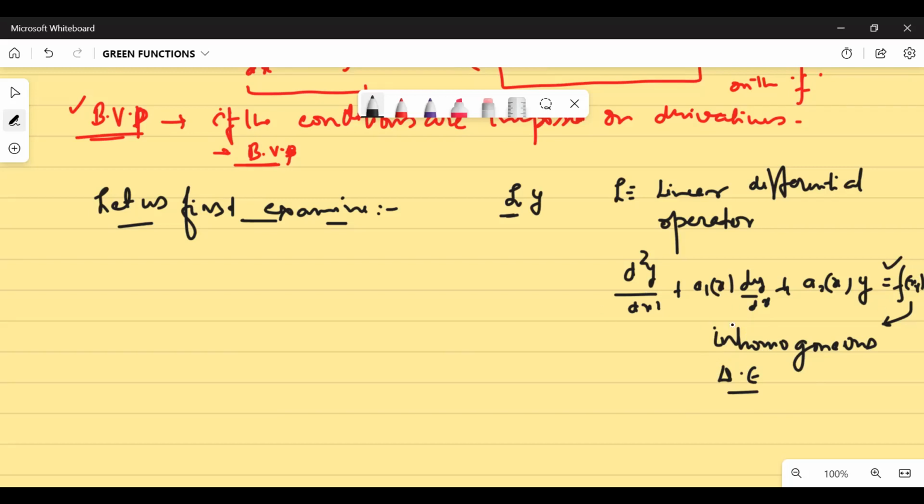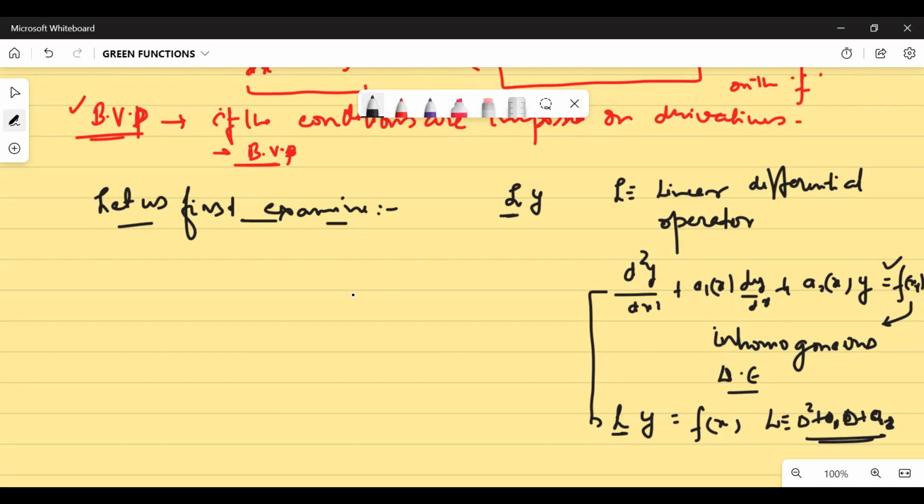Okay. So if you have some inhomogeneous differential equation, this can also be written as L y equals f(x). Whenever I write L, just don't get confused. L would mean d squared plus a1 d plus a2. This is what your L would mean. This is called your linear differential operator. Is that clear to you?